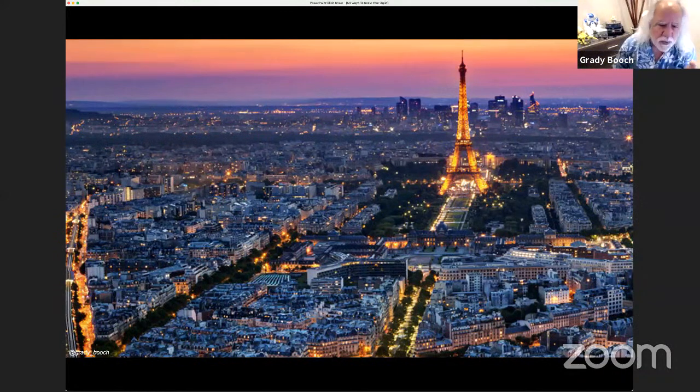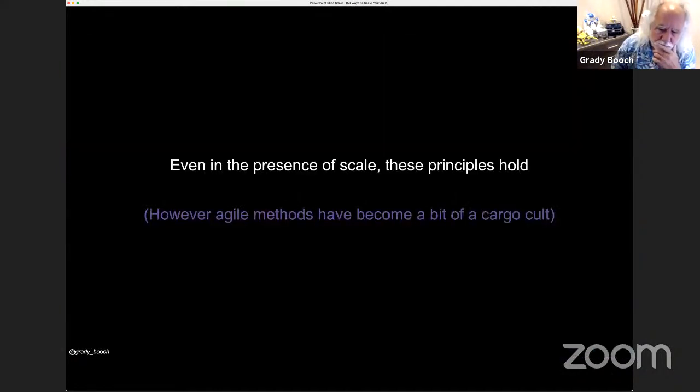And so this is where a lot of projects are. Yes, you can carve off pieces of it. I want to renovate this building, but if you want to make system level changes, it becomes much more difficult. But what we have found is that even in the presence of scale, the principles I talked about at the very beginning still hold. But as I said, agile methods have become a bit of a cargo cult.